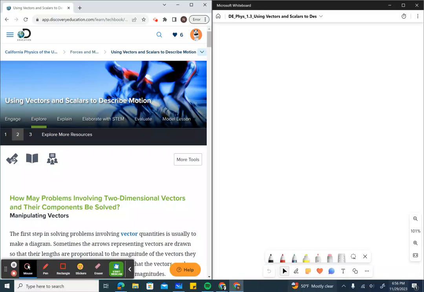All right, explore number 2. Using vectors and scalars to describe motion. I'll go ahead and draw the lines. Make sure you put the date.